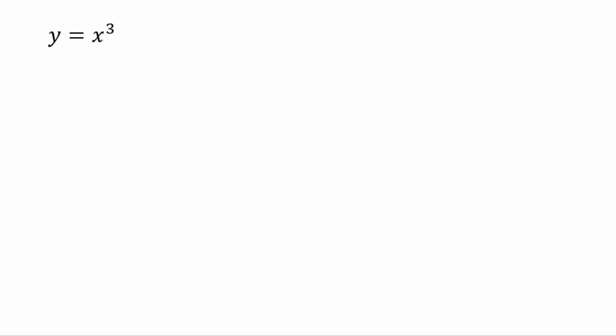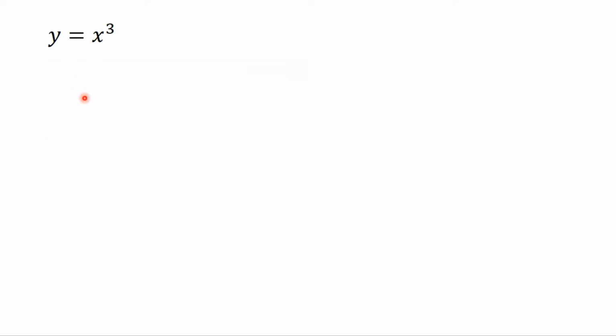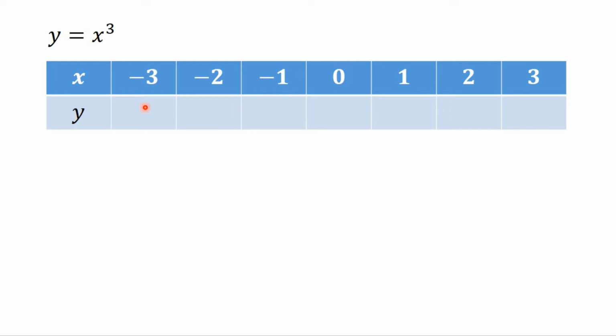So this is the basic cubic graph. I know it's cubic because it's got an x cubed term. Just like a quadratic graph is one with an x squared term, a cubic graph is one with an x cubed term, which is a name that makes a lot of sense to us. So, here we have our table of values. This is how we generally plot graphs when we don't know what they're going to look like. We draw a table of values out and we plot the coordinates.